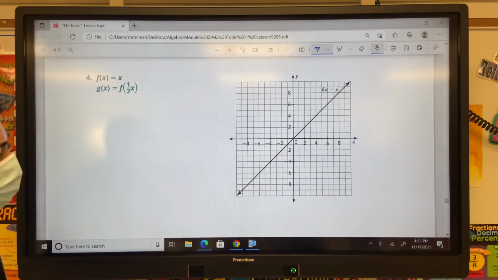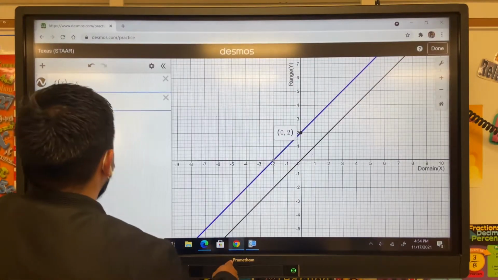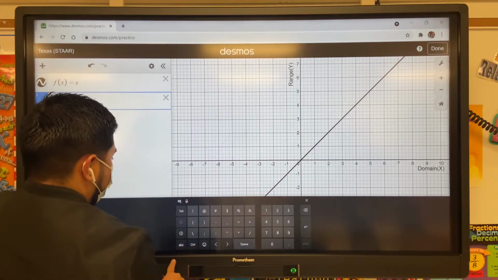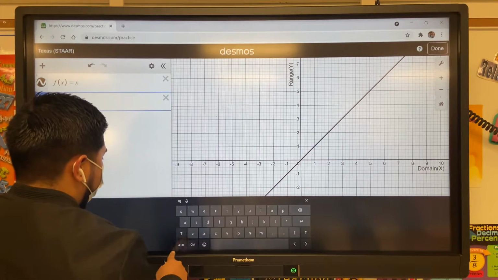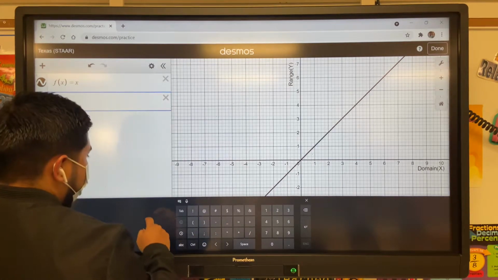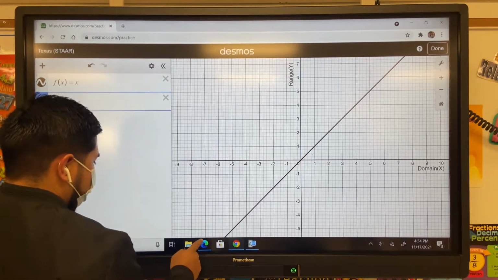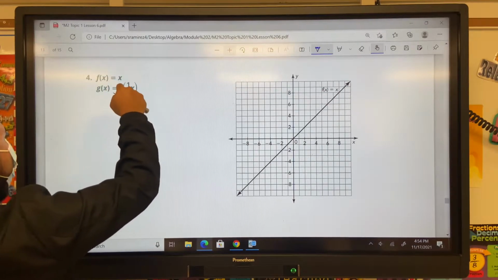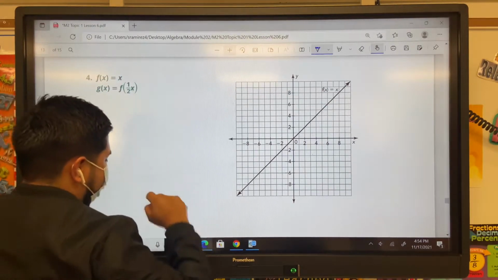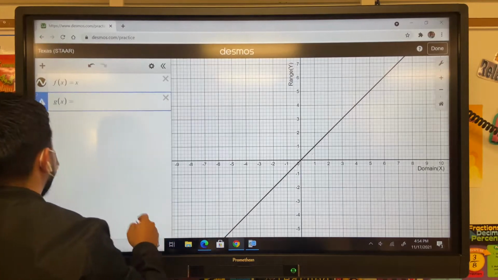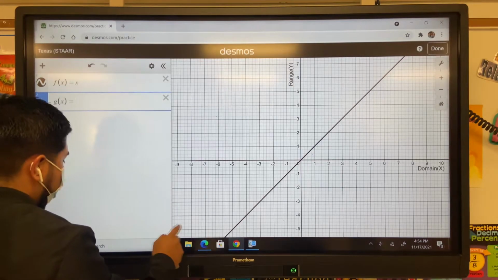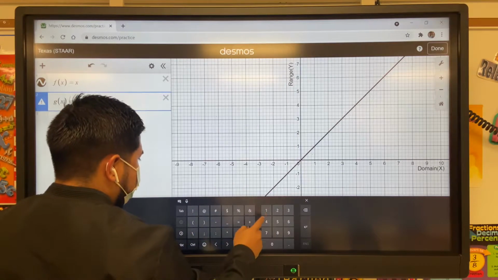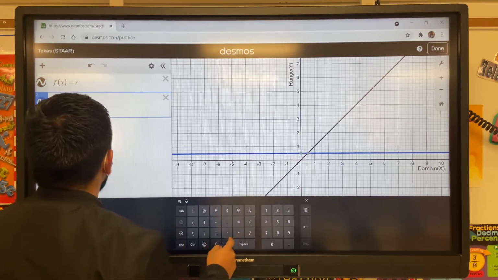Number 4. Doing the same thing over and over again. If you want to fast forward, most definitely encourage that. g of x, let me see what it was because I forgot. f, parentheses, half on the inside with x. f, parentheses, 1 divided by 2.